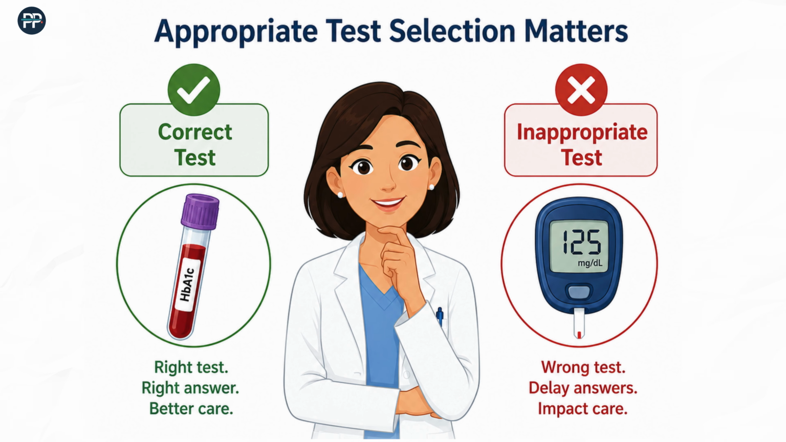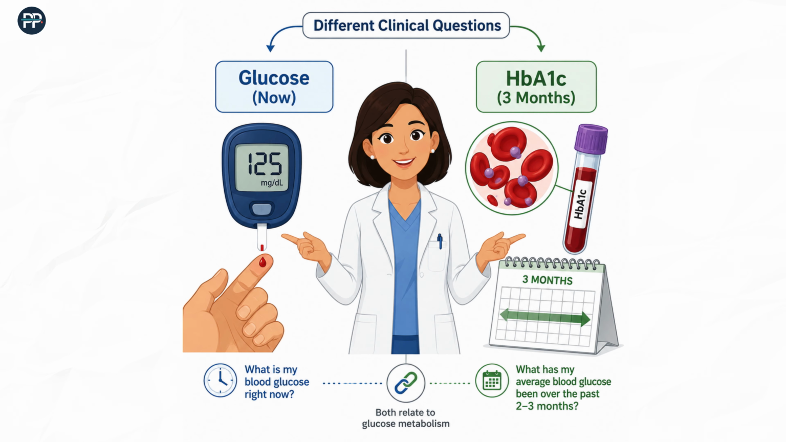This is important because not all tests that seem related answer the same question. For example, if a clinician wants to know a patient's blood glucose level, then a glucose test may be appropriate. But if the clinician wants to understand the patient's average blood glucose control over the past few months, then an HbA1c may be more appropriate. Both tests are related to glucose metabolism, but they answer different clinical questions.